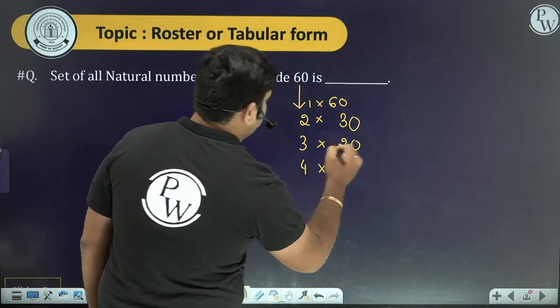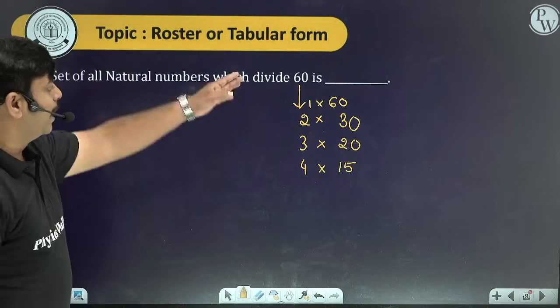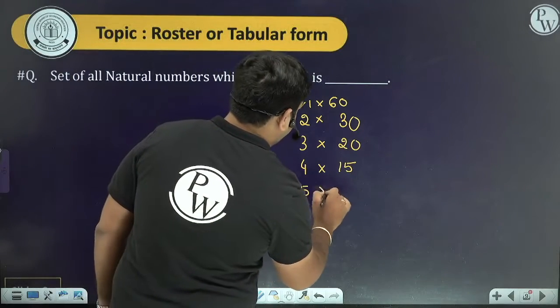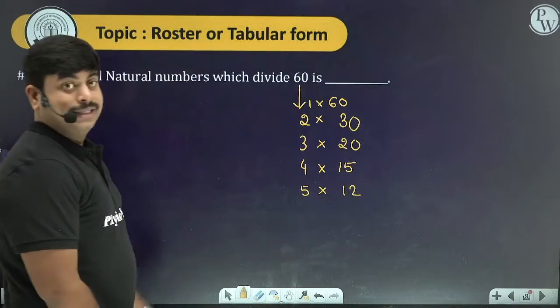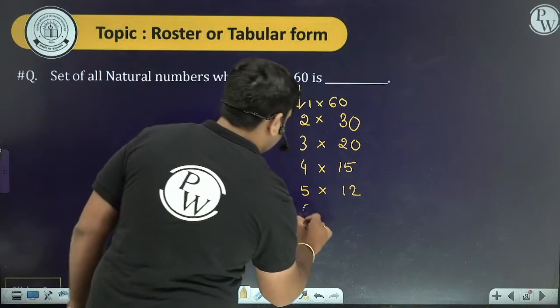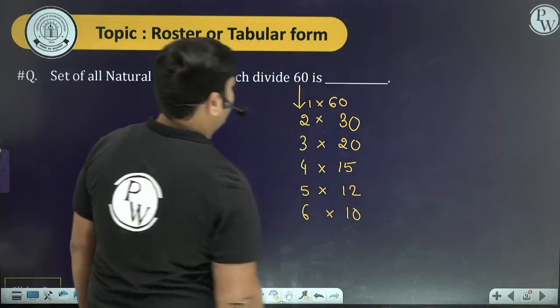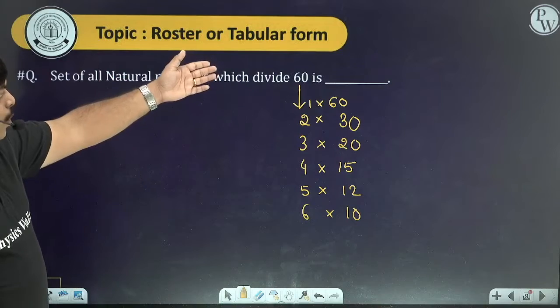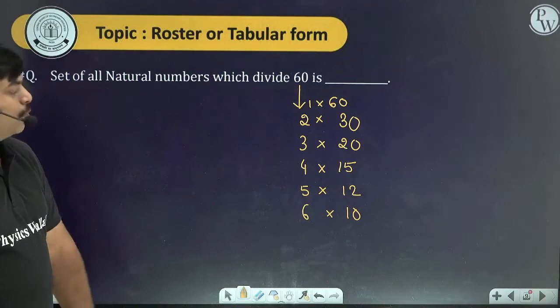Anything else with 5? Yes, 5 into 12. Next, with 6, 6 into 10, right? Good. With 7, no. With 8, no. 9, no. 10, okay. So that's all, we got all the values.